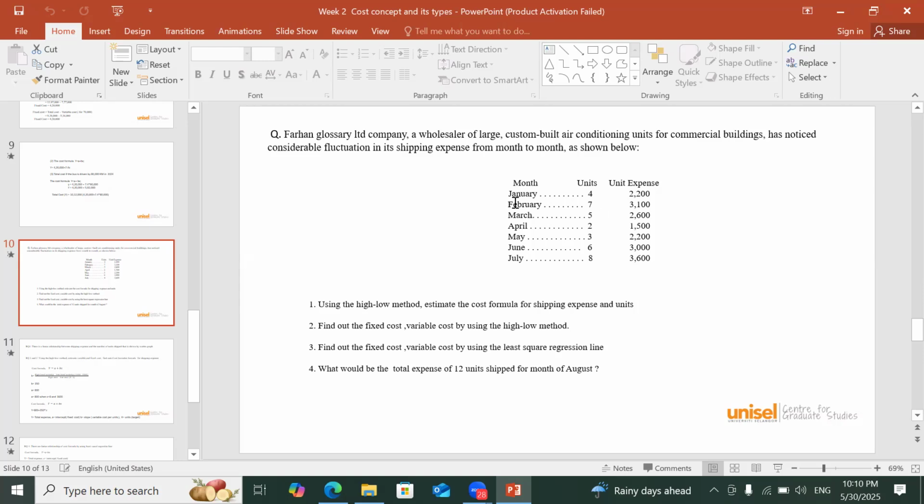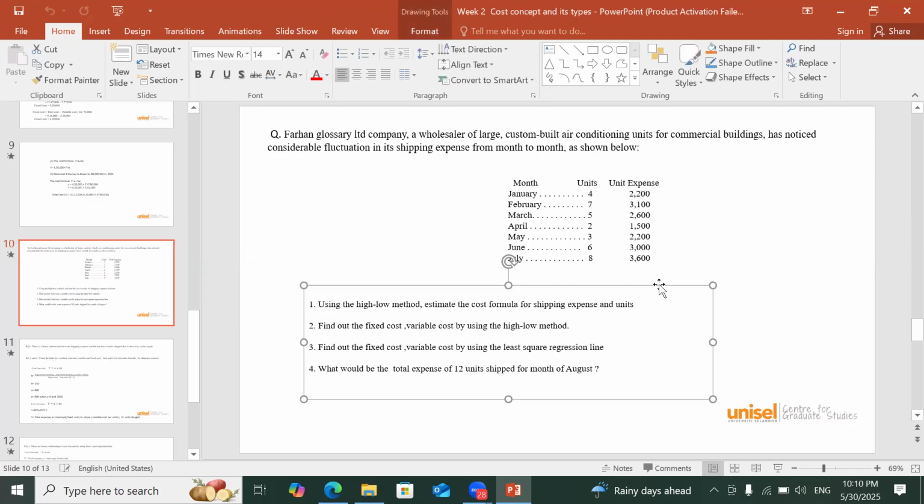So for example, January month, 4 units, total expense 2,200. There are two types of cost: variable cost and fixed cost. You have to isolate variable cost and fixed cost from the total amount. Okay, this is the actual math or concept.